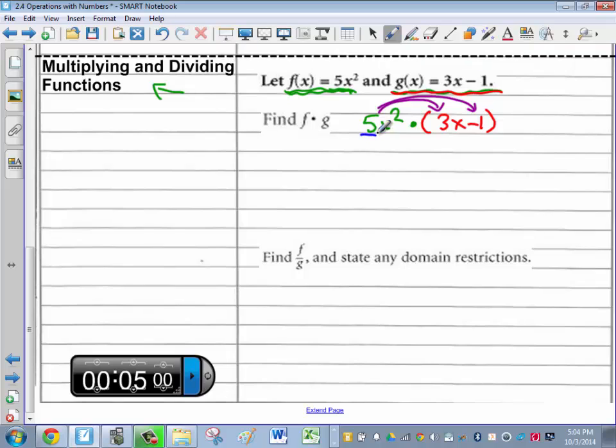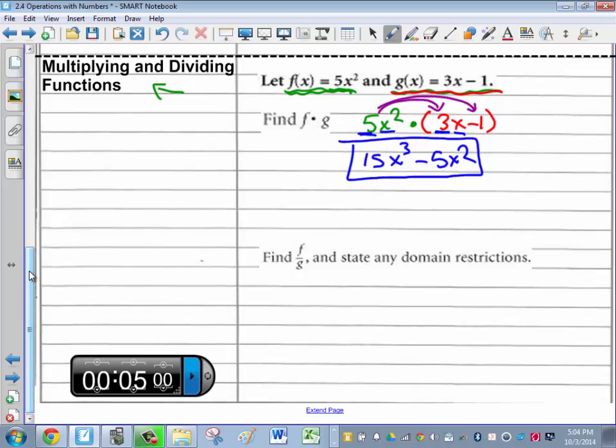Well, ask yourself, what is 5 times 3? I like to look at the coefficients. 5 times 3 is 15, so I know I get 15 when I distribute that. And then x squared times x is x to the third power. Okay, so we get 15x to the third for the first distribution right here. And 5x squared times negative 1 is minus just 5x squared. So when we multiply it, here is our solution. That's the solution. Not too bad, right?